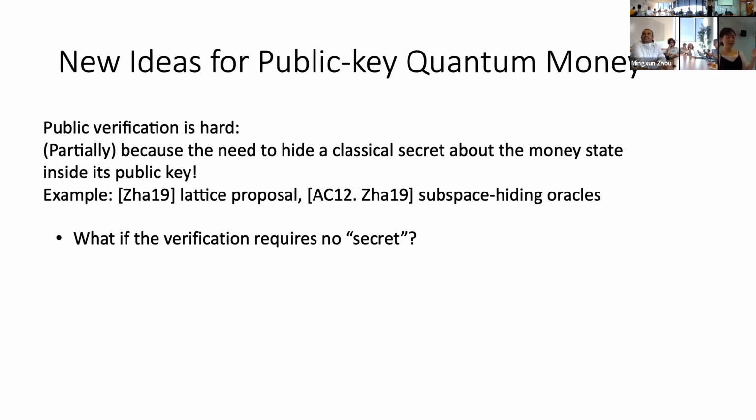Right, so let's get into the second part, I believe more interesting. Hopefully, we can have time to get through all of them. Okay, as we said, public verification is hard because what we were trying to do was hide some classical secret related to the money state, which helps you verify the money state, inside the public key. So you are giving out some important auxiliary information about the quantum money state that helps you verify. So what if the verification requires essentially no secret at all about the money state?